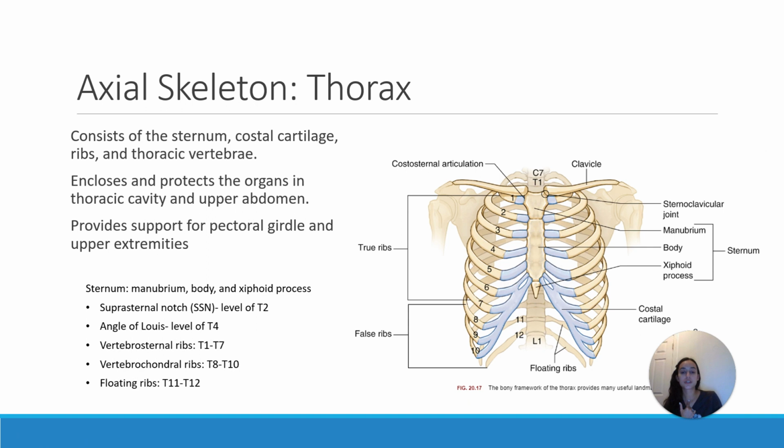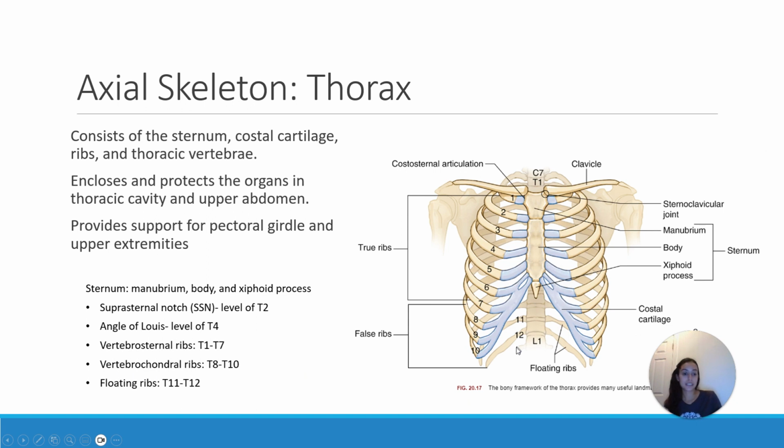Your vertebrosternal ribs are ribs 1 through 7. What this means is that they start at the vertebra and they end at the sternum. So vertebrosternal ribs, T1 to T7. Vertebrochondral ribs are from T8 to T10. What happens with these is that they start at the vertebral body, but they don't end at the actual sternum. They actually end at the cartilage. So that's why they're called vertebrochondral ribs.